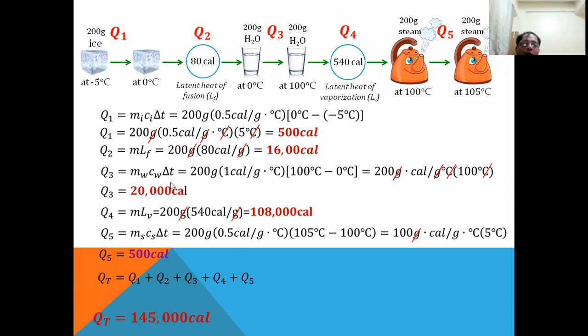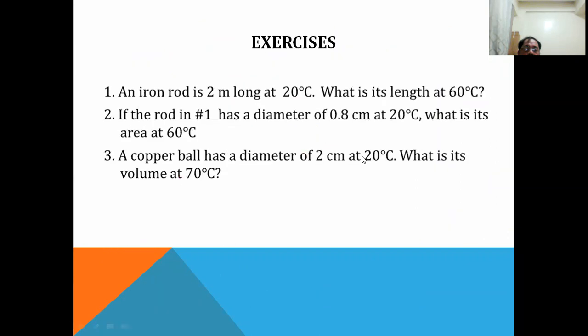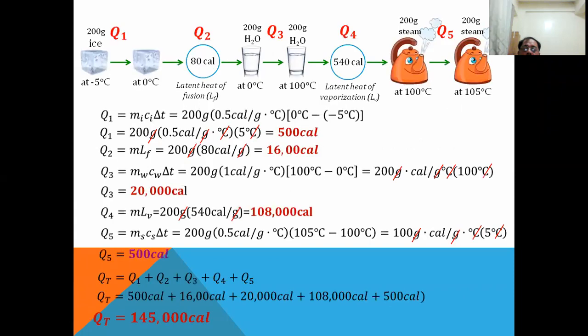Now, adding all this heat together, the 500 plus the 16,000, plus the 20,000 plus the 108,000 plus the 500, the total heat to change solid ice at negative 5 degrees to steam at 105 degrees is 145,000 calories all in all. So that's how we calculate the heat needed in converting our solid into steam at 105 degrees Celsius.